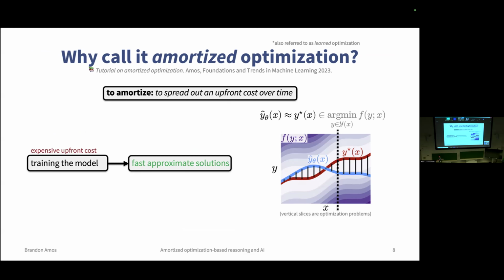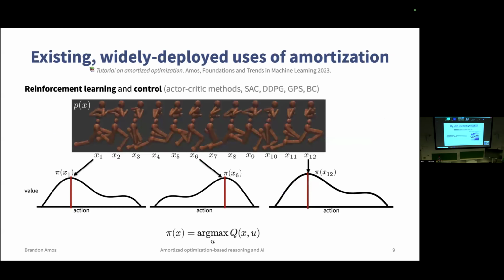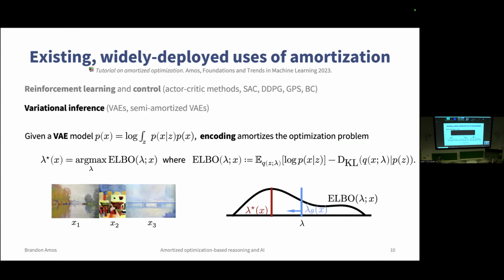So there's some expensive cost of maybe training this amortization model, but then once you train it, you can get fast approximate solutions to your optimization problems. And I'll actually quickly go through some of these, but all of these are referenced in this book or tutorial that I wrote. So there's actually a lot of existing methods in reinforcement learning and control, like what I have here already. They're already doing this, and also, like I said, variational inference.